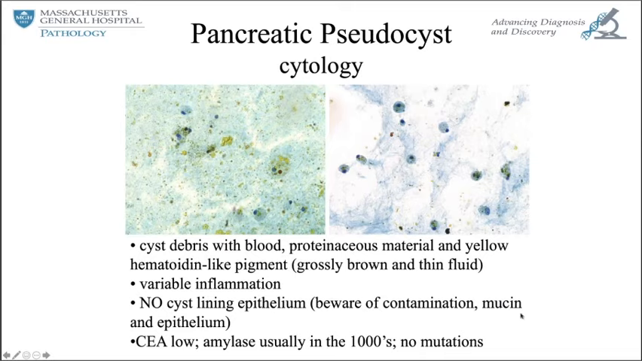And then you shouldn't see thick extracellular mucin, and our ancillary tests can be helpful. CEA should be low, less than 192. Amylase should be in the thousands usually, and if it's less than 250, it's not a pseudocyst. Also, if the patient doesn't have a history of pancreatitis, be very wary of the diagnosis of a pseudocyst, because virtually all patients have some history of pancreatitis. And again, if you do molecular testing, you will not find mutations.